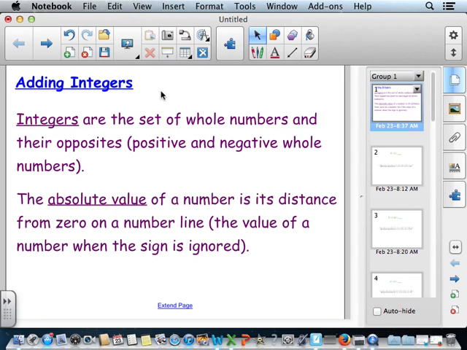Alright, my objective for this video is adding integers.